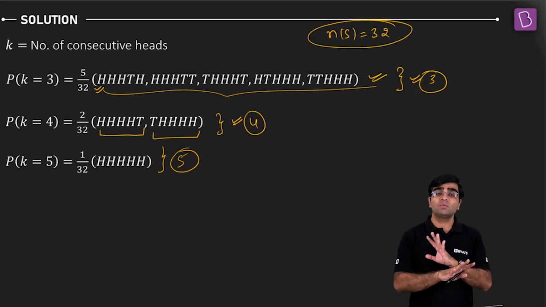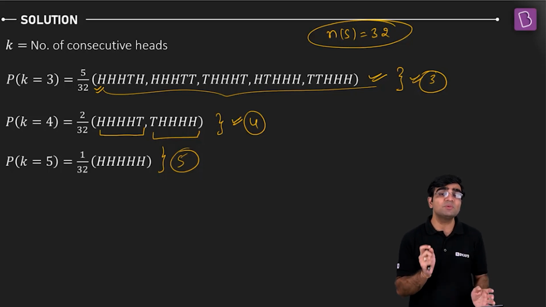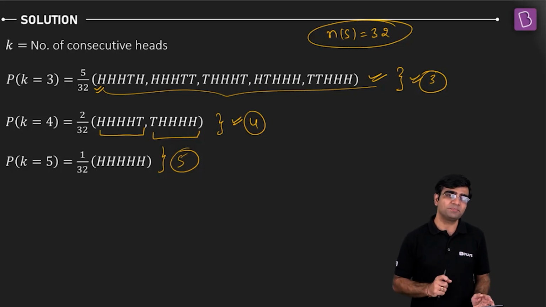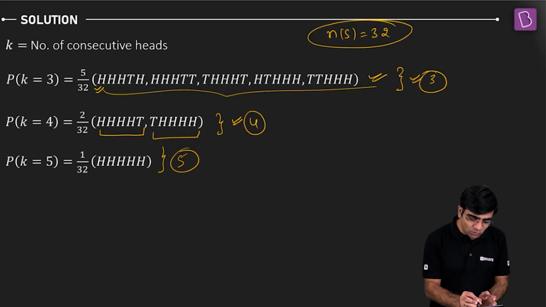No. Right? So what exactly is the possibility? That all the events are mutually exclusive. Their intersection is null. Are you getting my point? So if I want to have neither 3 nor 4 nor 5, so I don't want to have k, basically k equal to 0, 1 or 2, right?